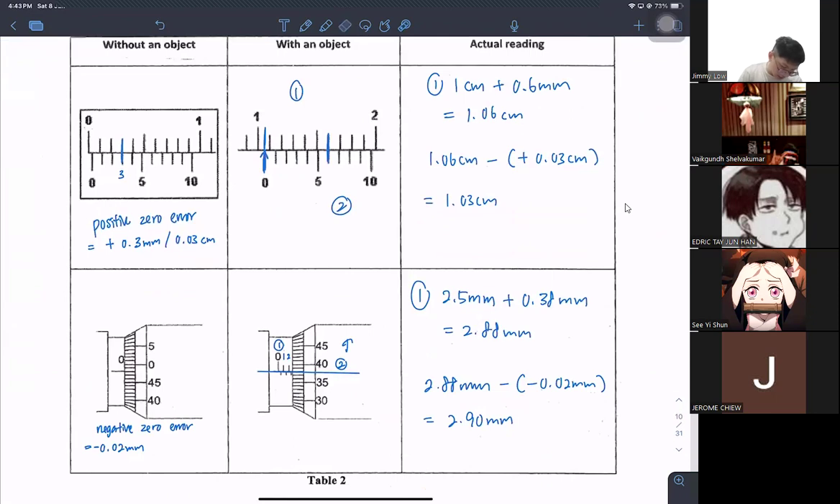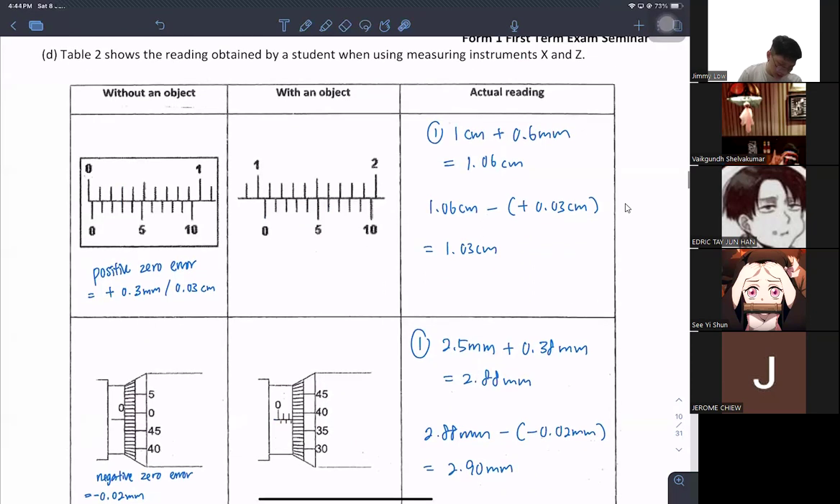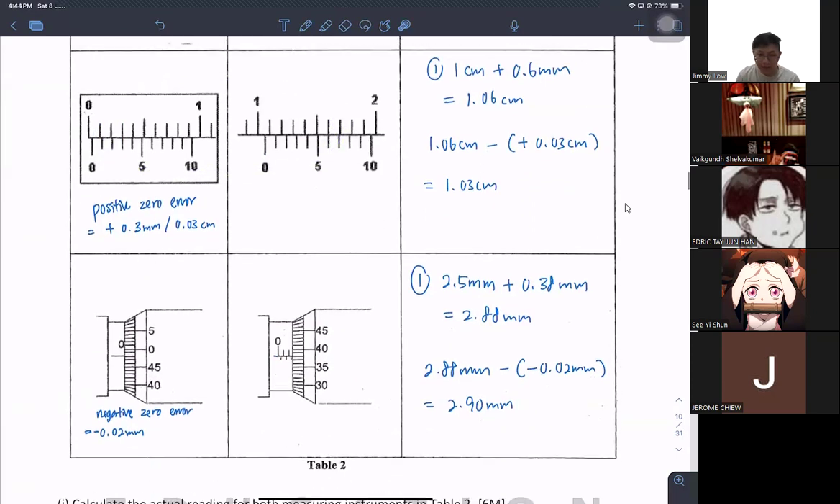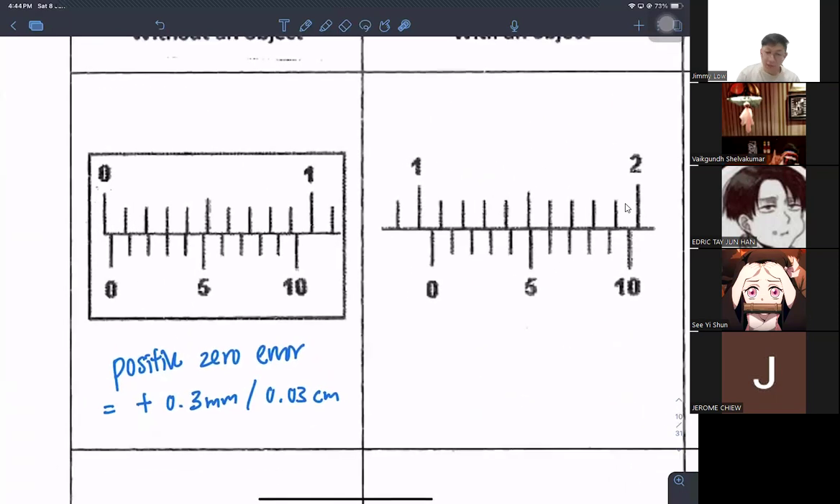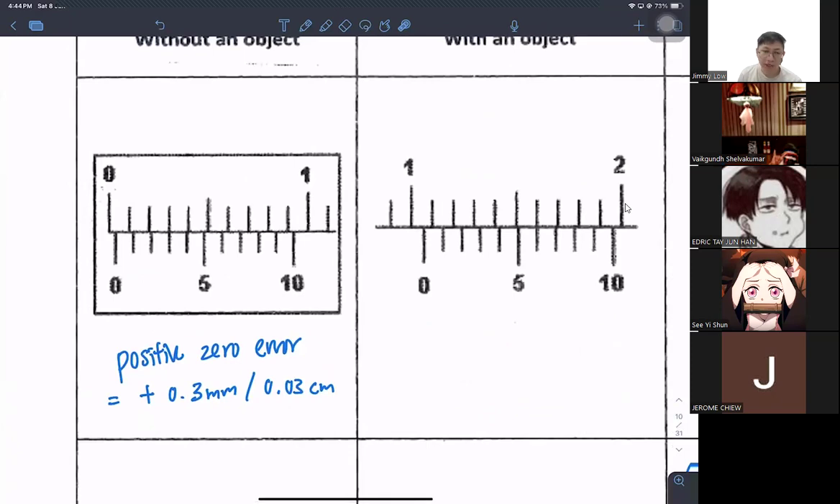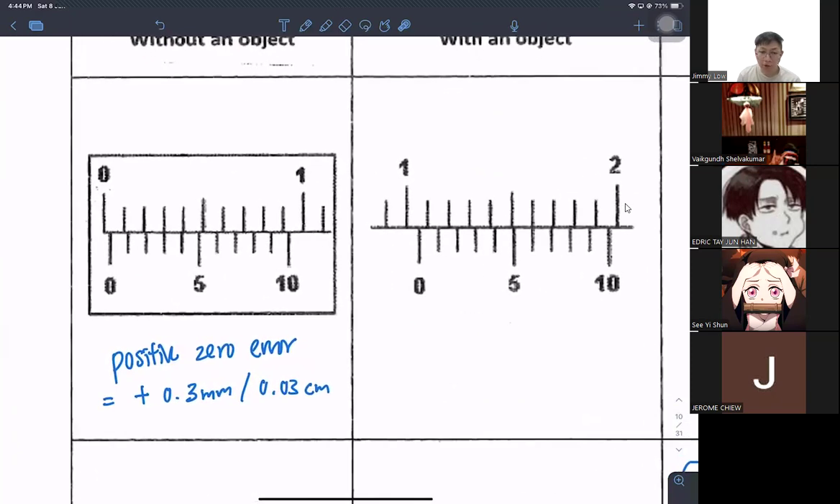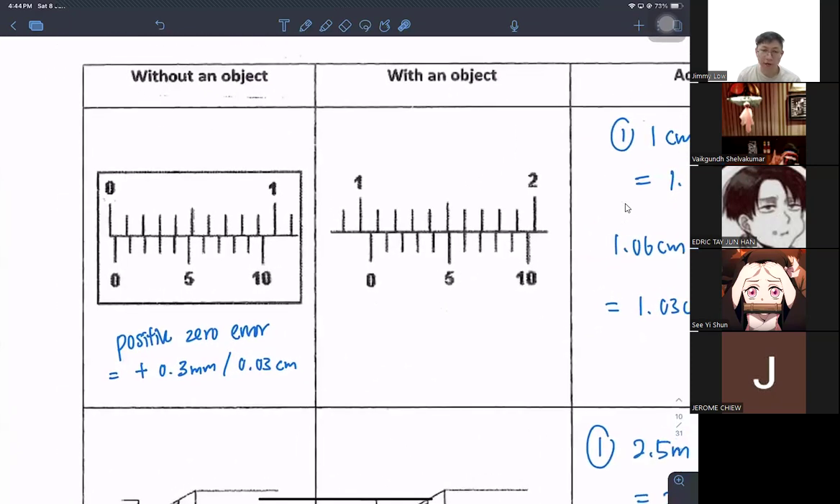Different story already. Now here we are talking about the vernier caliper as well as the micrometer screw gauge. So this is the vernier caliper. This is the micrometer screw gauge. So how are you going to measure this thing? First thing first, same thing: you have to measure whether it is positive zero error or negative zero error.